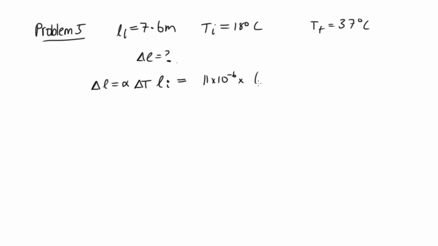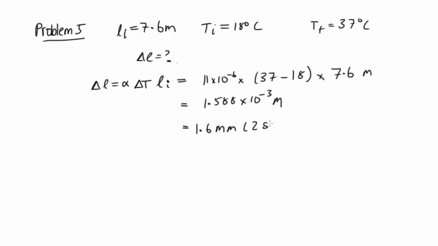The change in temperature, that's the final temperature, 37, minus the initial temperature, 18. So 37 minus 18, that gives us 19, times the initial length, which is 7.6 meters. And so this is equal to 1.588 times 10 to the minus 3 meters. So this is equal to 1.6 millimeters, and that's to two significant figures, which isn't surprising because these are very normal temperature changes, and we don't notice the change in height of street lamps as they get hot. So we wouldn't expect this to be a big number. We'd expect it to be a small number like this one.